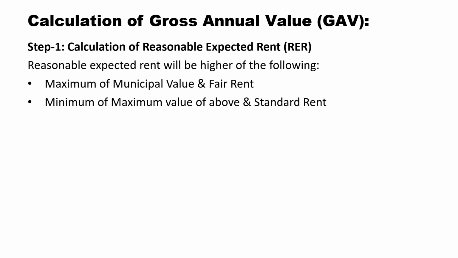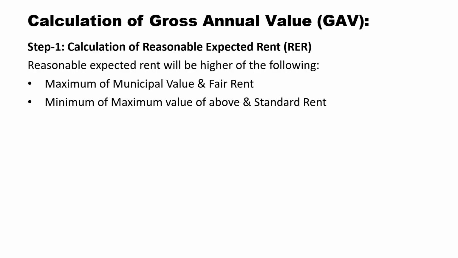Once you get the maximum of that, then you have to compare it with the standard rate and find out the minimum of the both, means standard rate and maximum of the municipal value and fair rate. Which amount is minimum, which amount is lower from these two, that will be your reasonable expected rate. Understood? So under the gross value calculation, first of all, we have to find out the reasonable expected rent.